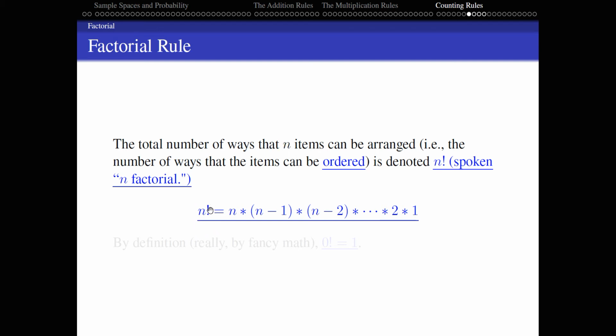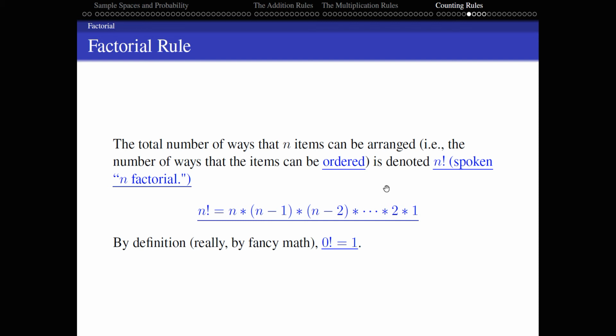Now we calculate n factorial by multiplying n times n minus 1 times n minus 2 and so on and so on down till we get to 3 times 2 times 1. So we just keep multiplying n times 1 less than n and so on. So 5 factorial would be 5 times 4 times 3 times 2 times 1. By definition, we'll assume that 0 factorial is equal to 1.